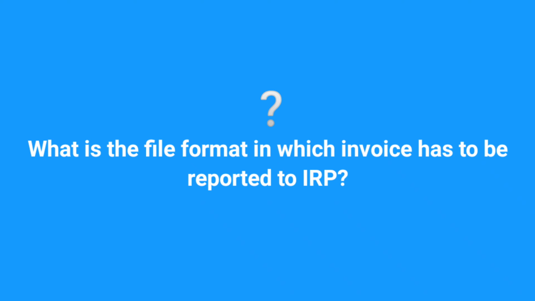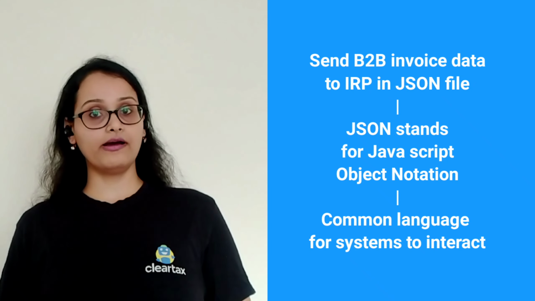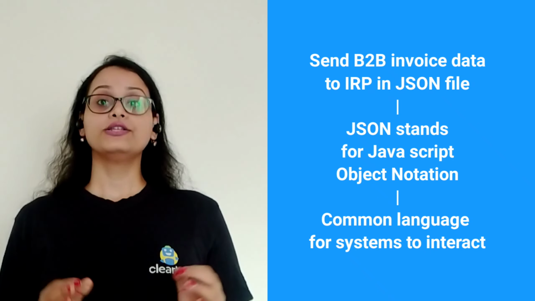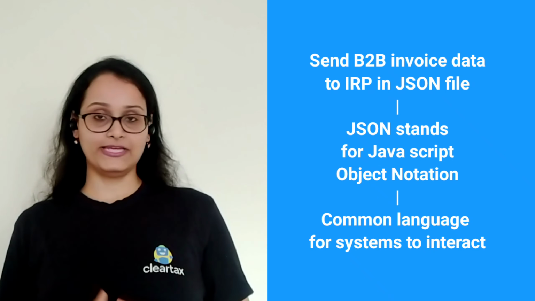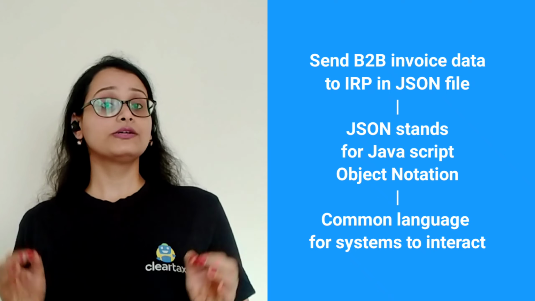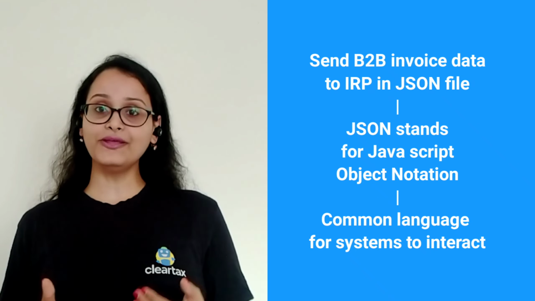What is the file format in which invoice has to be reported to IRP? Invoice details in the prescribed schema, that is INV-01, have to be reported to IRP in JSON format. JSON stands for JavaScript Object Notation. It can be thought of as a common language for systems or machines to communicate with each other and exchange data. As the ERP or accounting software will generate it, taxpayers need not worry about it. This format is also used in the GST system for reporting all data to the GST system.